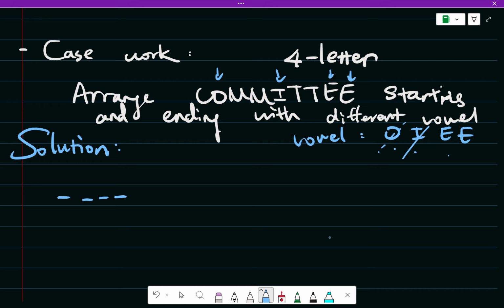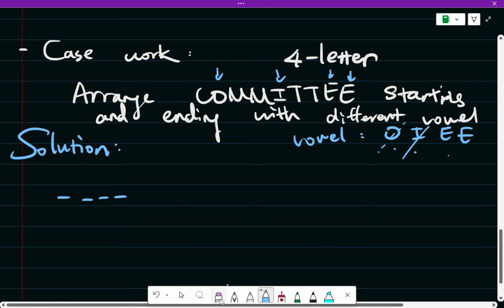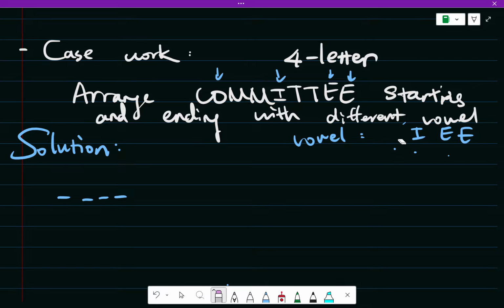So we need to recognize that we still start with the 4-letter word, that we only have essentially 3 possible pairs of vowels that we can put on the first position and last position from O, I, E, E. So the first possible way is that we can use O and I to put on the first position and last position. So we can either do OI or IO. And the middle parts, we will worry about them later. So there are actually 2 possible ways that we can use O and I as the starting and ending vowels for this 4-letter word.